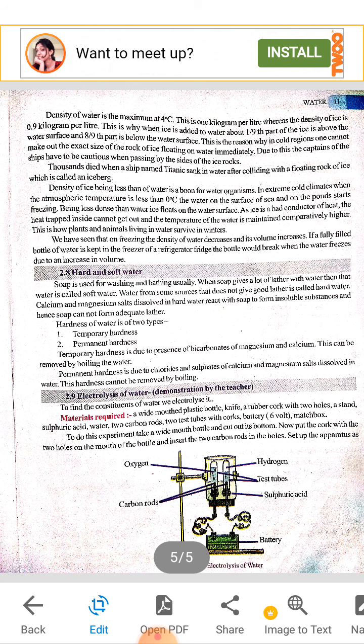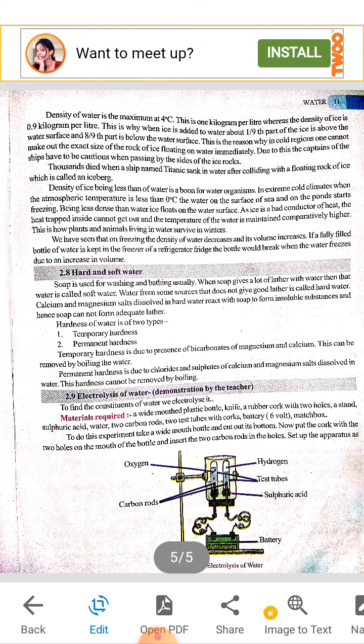In extreme cold climate, when the temperature is less than 0 degrees Celsius, the water on the surface of the sea and on ponds starts freezing. Being less dense than water, ice floats on the water surface. As ice is a bad conductor of heat, the heat trapped inside cannot get out, so the temperature of the water is maintained comparatively higher. This is how plants and animals living in water survive in winter.